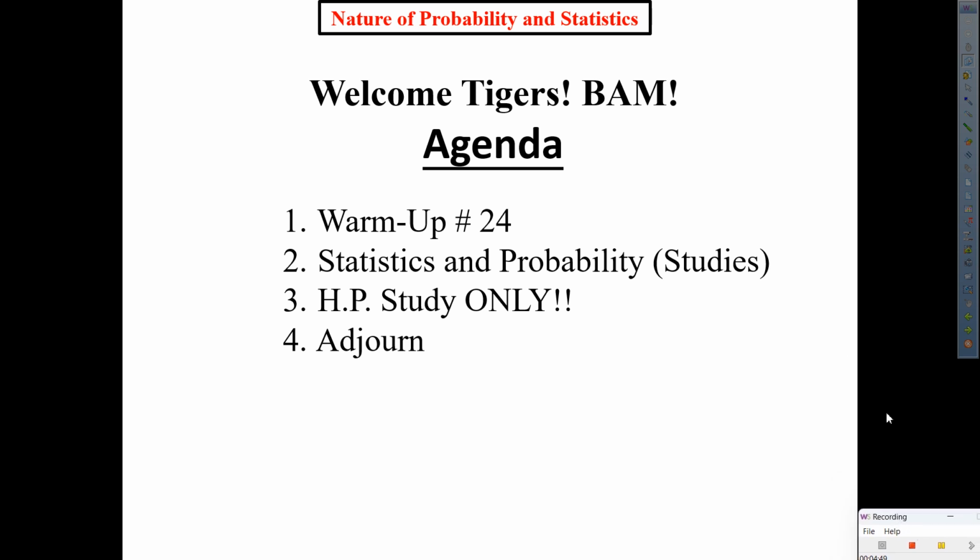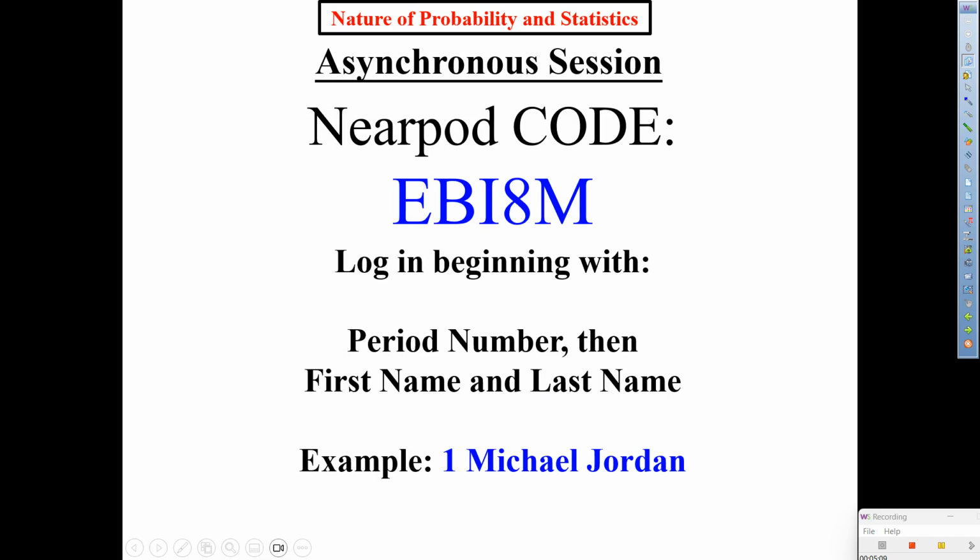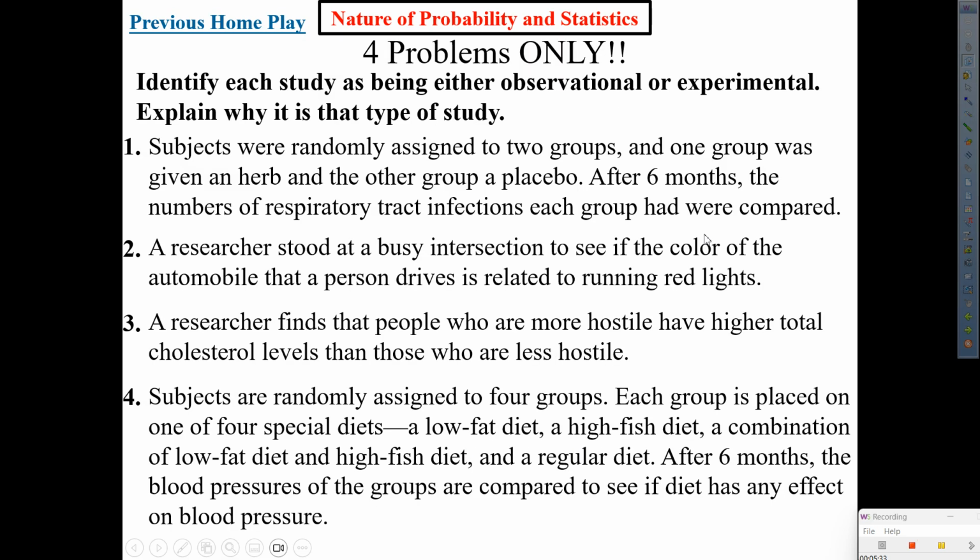So, you good? All right. Copy this code. I'll wait for you really quick. And let me send the agenda to your screen. There it is. All right, copy this code for tonight's homeplay access, EBI8M. All right. So, last night's homeplay were these 4 problems.